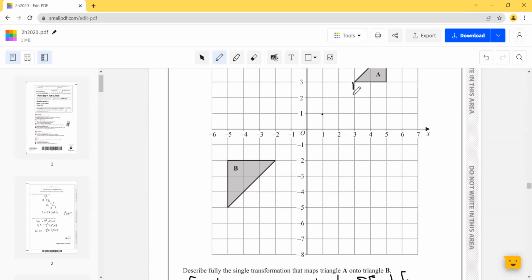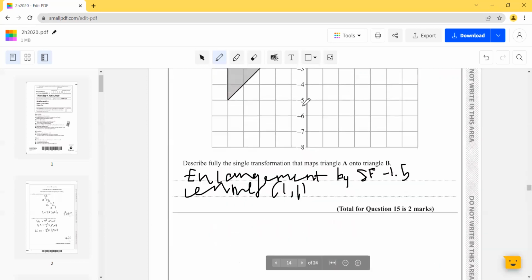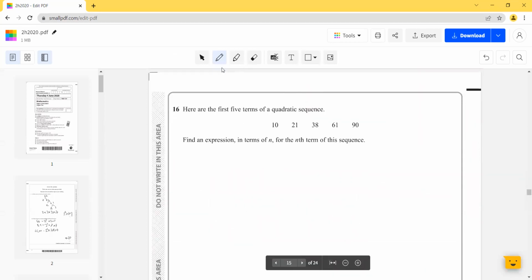And you can confirm that. So it goes 2, 2. But from this point, it goes 3, and then 3. Okay. Question 16.